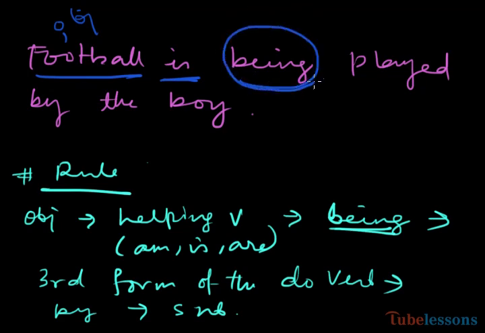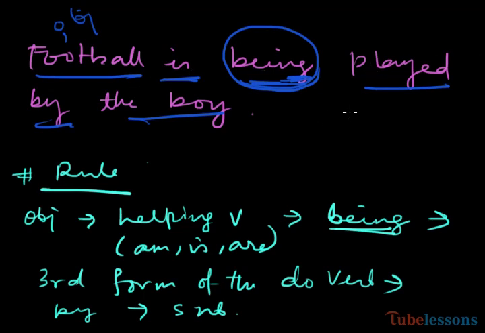This is the one that makes a change. This is how we understand that the sentence is in present continuous tense. We are putting this being. Then the rest of the sentence is similar: third form of the do verb, then by and the subject. The rest of the sentence is the same, only slight changes here. Being. Football is being played by the boys.